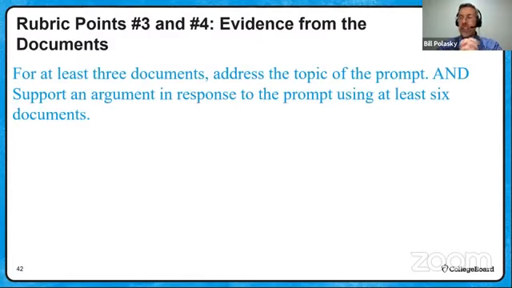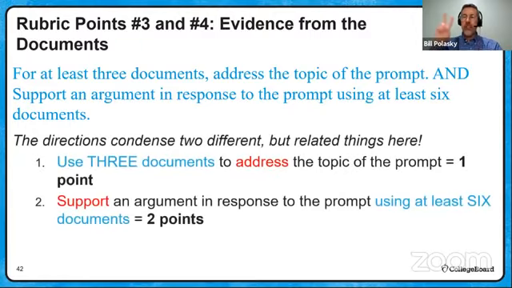Here we've got a couple points tucked into the one bullet. This is the one bullet where two are couched inside. For at least 3 documents, address the topic of the prompt, and supporting your argument in response to the prompt using at least 6 documents. Well, how's that work? There are 2 different things tucked into this bullet point. One is if you use 3 documents to address the prompt, you get a point. If you use 6 documents to actually support your argument on the prompt, you get 2 points. You get more love that way.